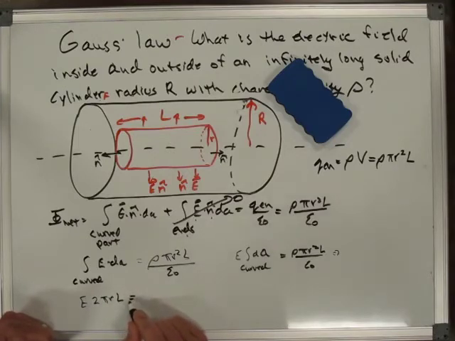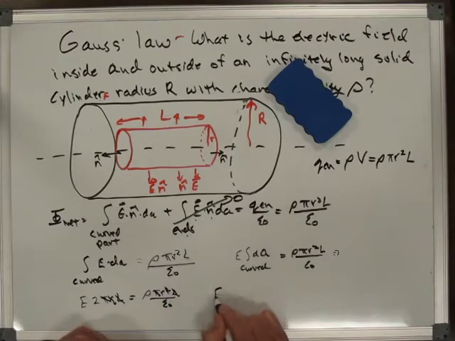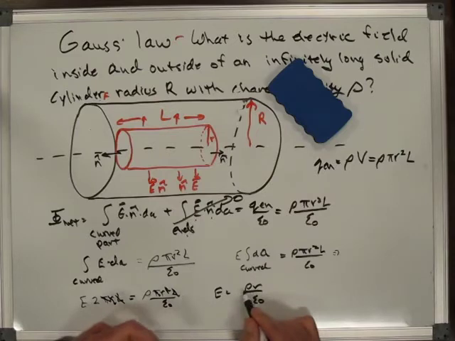is equal to rho pi r squared L over epsilon naught. The L's cancel, the pi's cancel, one r cancels, and we get the electric field is equal to rho r over 2 epsilon naught. And this is a little bit smaller than what it was for a sphere, right? For a sphere inside the solid sphere, it was rho r over 3 epsilon naught.